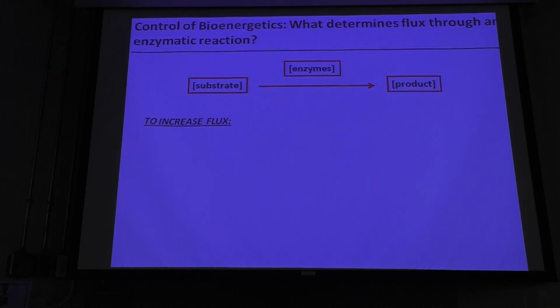So, some basic concepts. In terms of the control of bioenergetics, what determines flux through an enzymatic reaction? We have substrates, products, and the enzymes. Flux is basically just movement from one position to another. To increase flux through this enzymatic reaction, we can increase the number of enzymes.